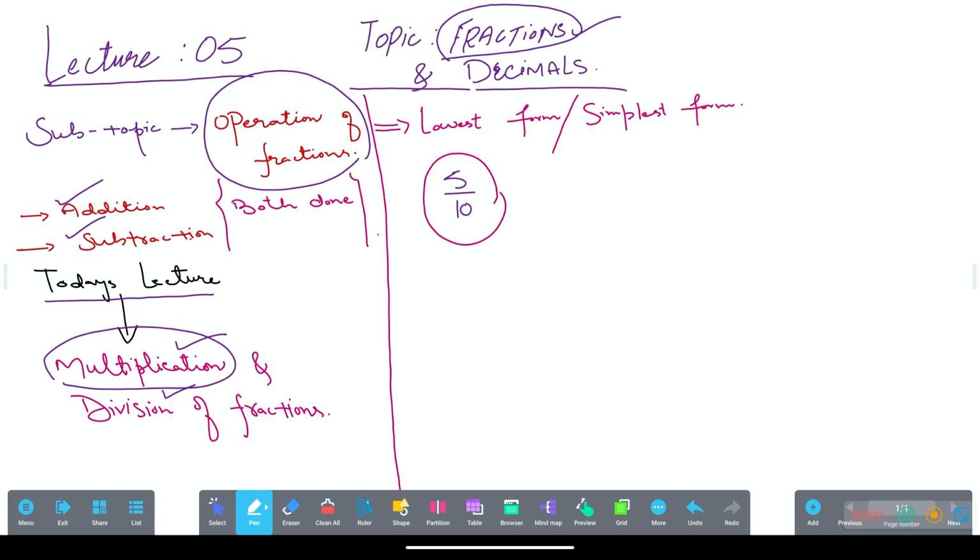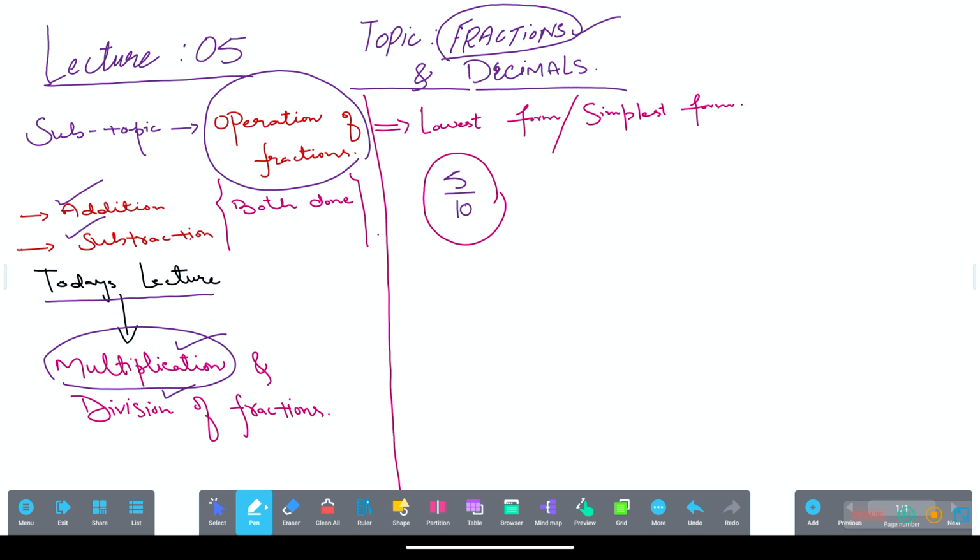How can we simplify it? We can do cancellation between numerator and denominator whenever it is possible. Unless you do the cancellation wherever division is possible, it will never be considered the simplest form. So whenever we have any fraction, we try to put that fraction in the simplest form or the lowest form.